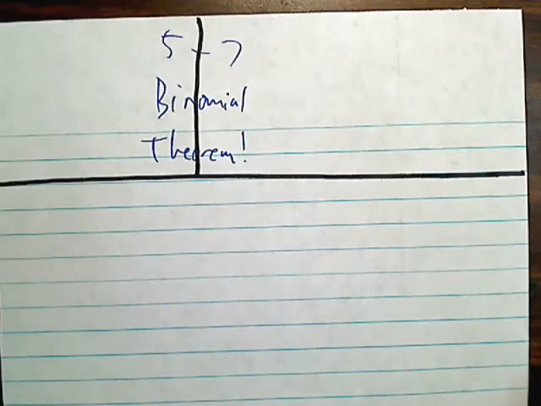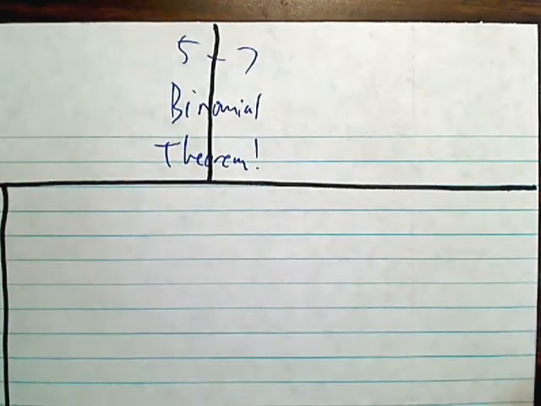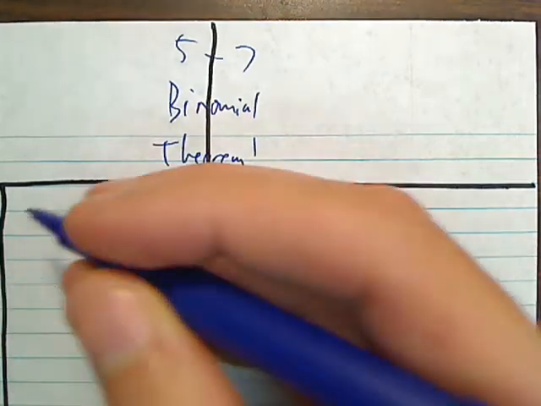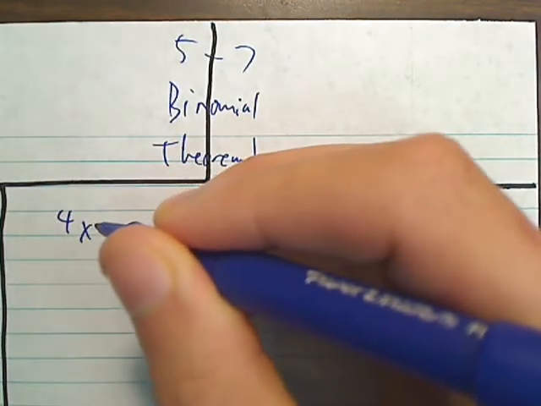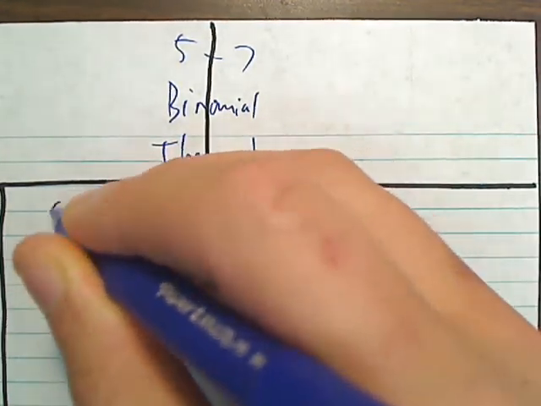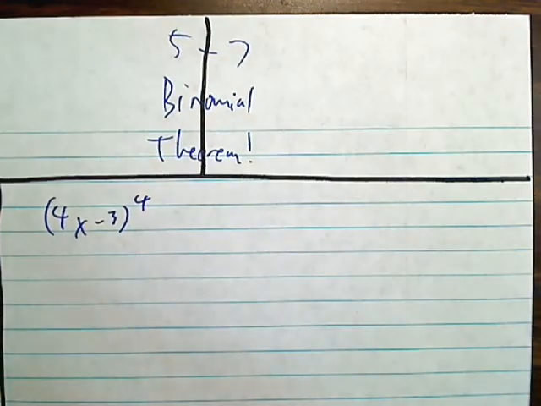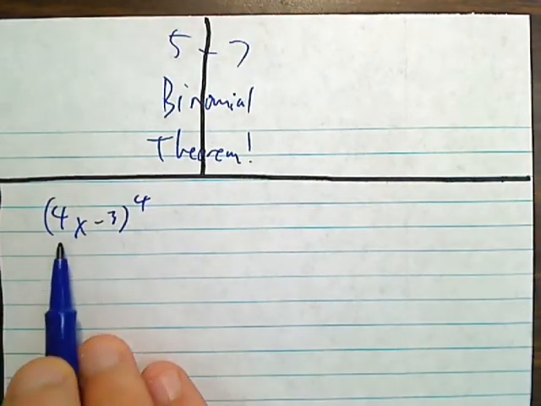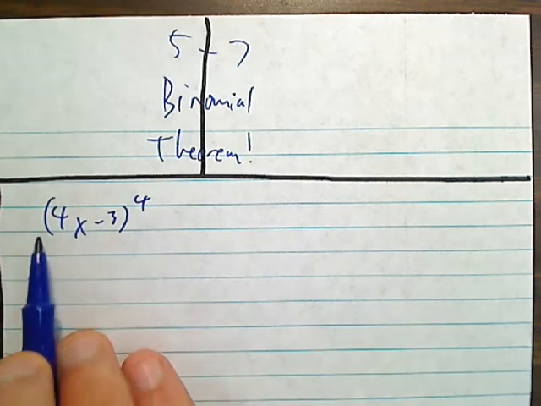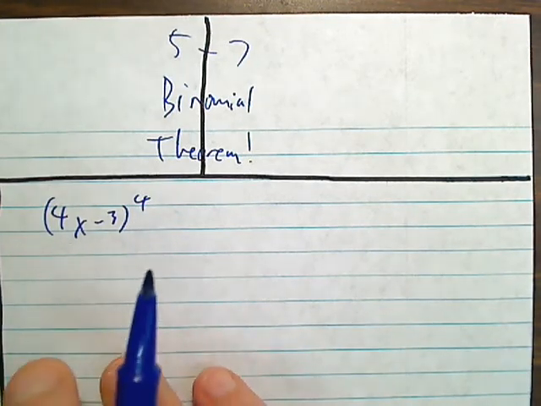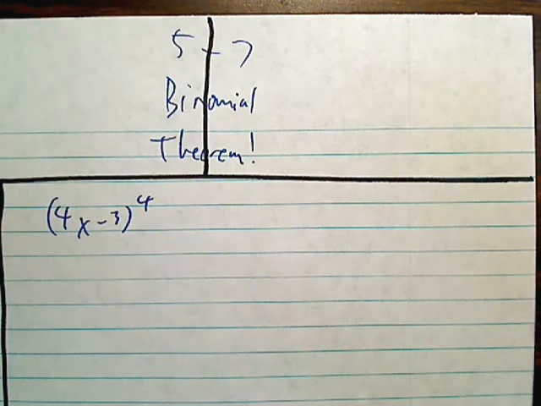Section 5-7, the binomial theorem. What the binomial theorem does is it helps us to take binomials to certain powers. We're going to have one example here. So let me go ahead and write that first. This is what we want to do: 4x minus 3 to the fourth power. And what this means is 4x minus 3 times 4x minus 3 times 4x minus 3 times 4x minus 3, 4 of those. Then we'd have to FOIL the first two and FOIL the second two and then multiply all of it together.